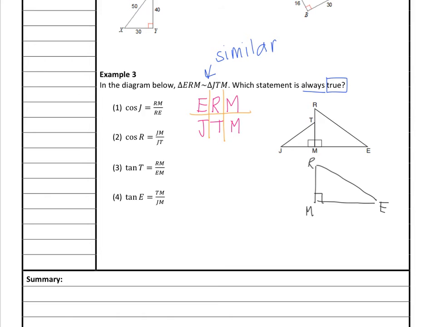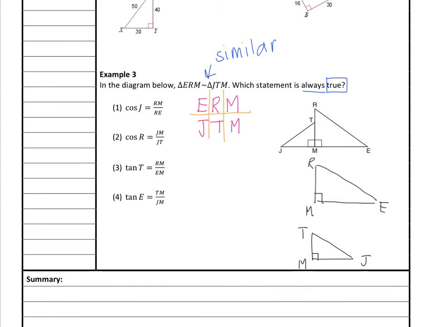So my smaller triangle, I'm going to redraw. M is still in the corner, but we said R has to match with T, so I'm going to put T up here at the top, and then I have J down here in the bottom, and then here's my angle.